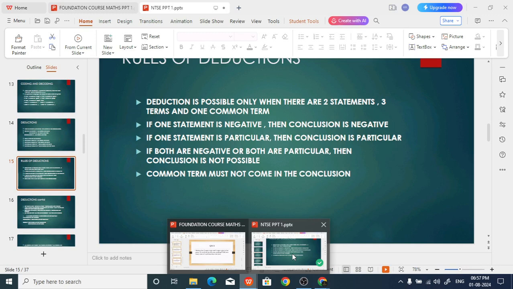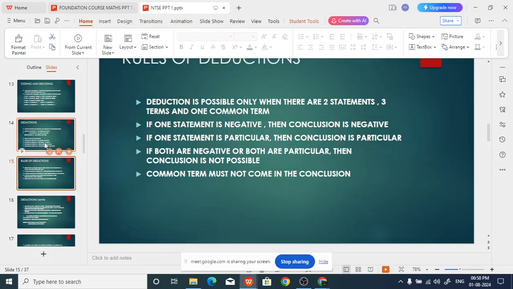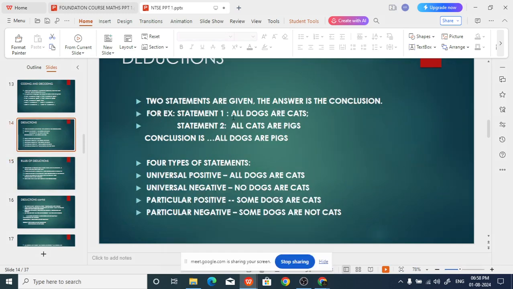Deduction is possible only when there are two statements, three terms and one common term. What does it mean? Let us look at it. See, in these two statements, statement 1 and statement 2, there are two statements. How many terms are there? Dog is one term, cat is one term, pig is another term. So three terms are there: dog, cat, pig.